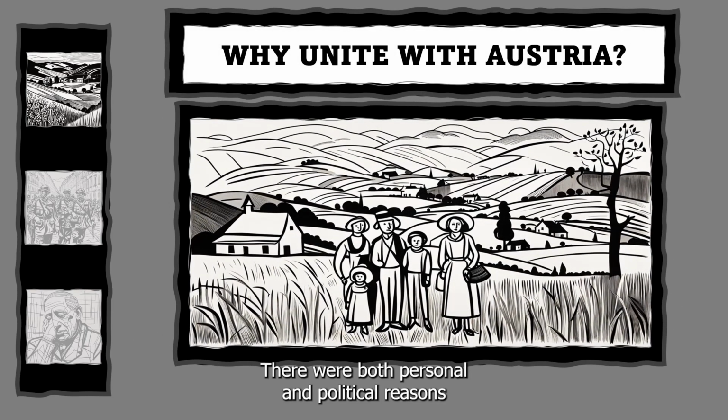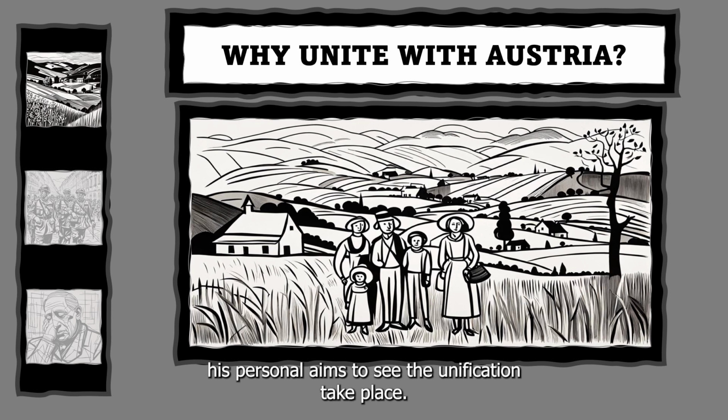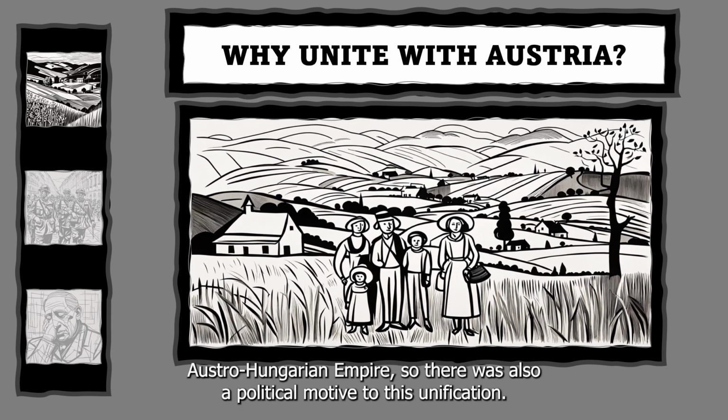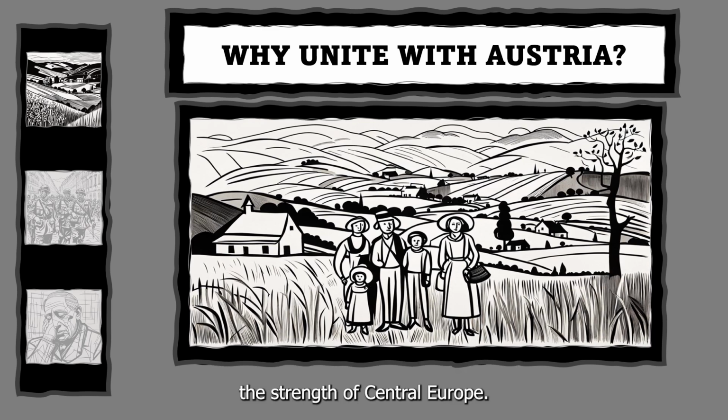There were both personal and political reasons why Hitler wished for Germany to unite with Austria. Firstly, Hitler was born in a border town of Austria, so this was his homeland, and it would suit his personal aims to see the unification take place. Germany had formed the Central Alliance before World War I with the former Austro-Hungarian Empire, so there was also a political motive to this unification. It would mutually benefit both nations by building up the strength of Central Europe.